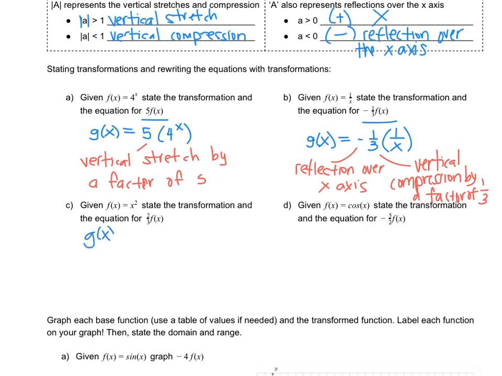So for your transformed equation, hopefully you have 2/3 x squared. That 2 over 3, it's positive, so there's no reflection, and 2/3 is less than 1, so you should have a vertical compression by a factor of 2/3. Okay, the last one, we have the cosine function. I want you again, pause the video, write the equation, write your transformation or transformations, and then come back.